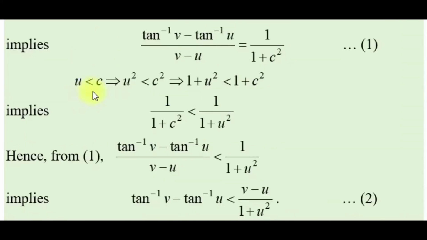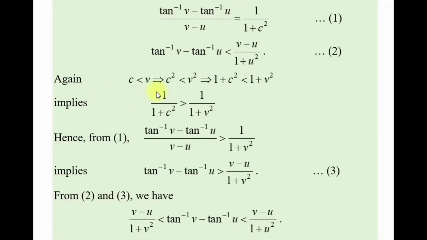Since u is less than c, this implies u square is less than c square, which implies 1 plus u square is less than 1 plus c square. So their reciprocals are related by the inequality 1 by (1 plus c square) is less than 1 by (1 plus u square). Hence from equation 1 we obtain (tan inverse v minus tan inverse u) all divided by (v minus u) is less than 1 by (1 plus u square), so that tan inverse v minus tan inverse u is less than (v minus u) by (1 plus u square).